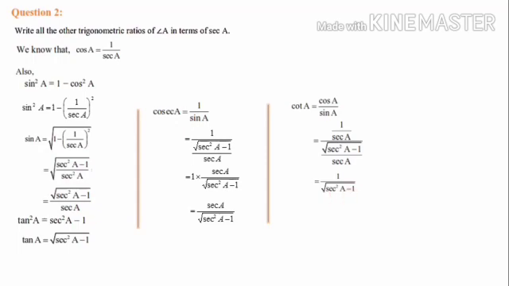So the trigonometric ratios: cos A we have written as 1 by sec, then sin A we have written as root of sec square A minus 1 divided by sec, tan A we have written as root of sec square A minus 1, cosec A we have written as sec divided by root of sec square A minus 1, and finally cot A we have written as 1 divided by root of sec square A minus 1. Hope it is clear.